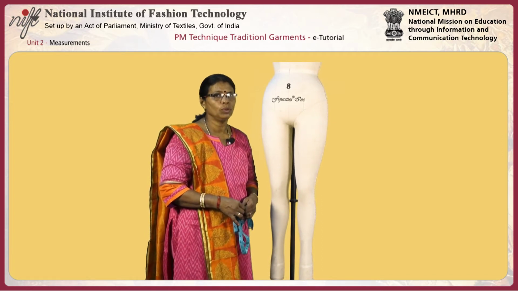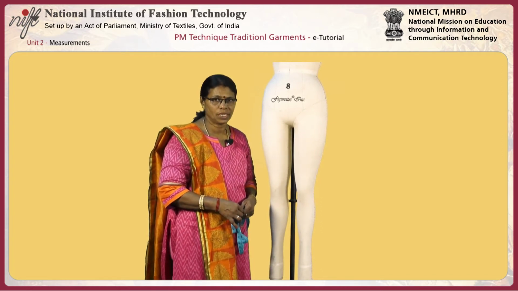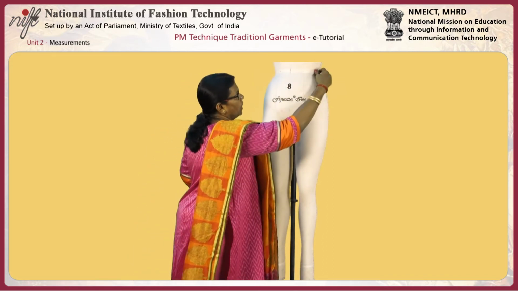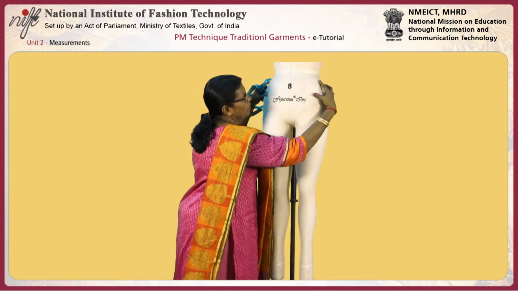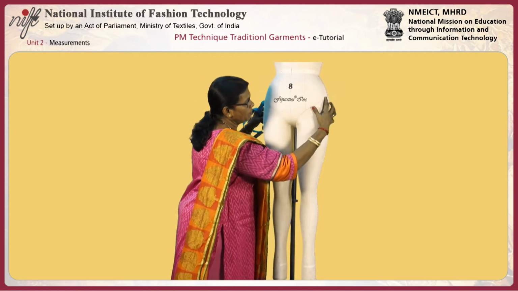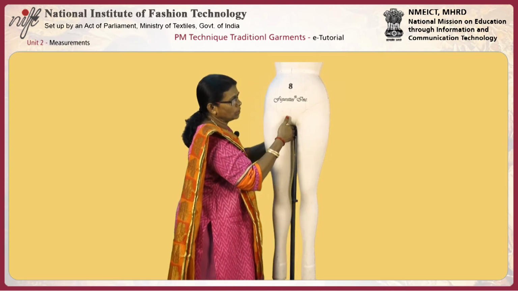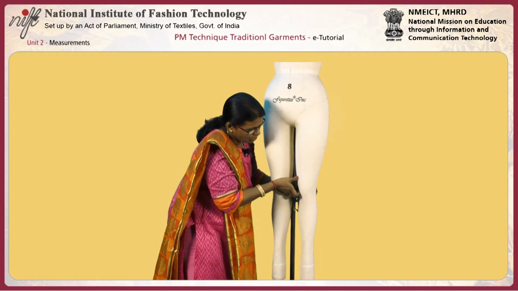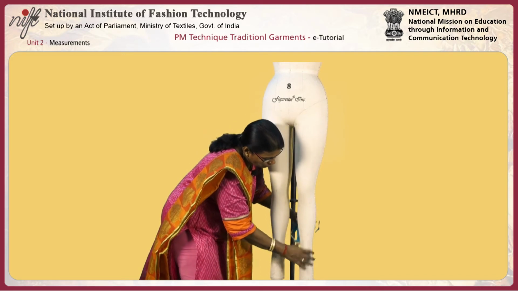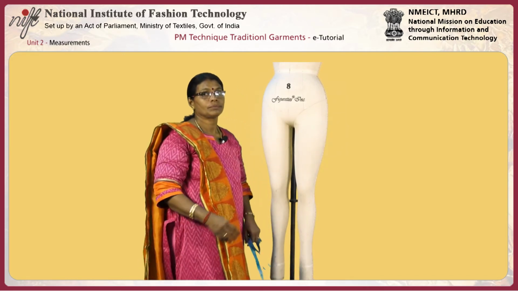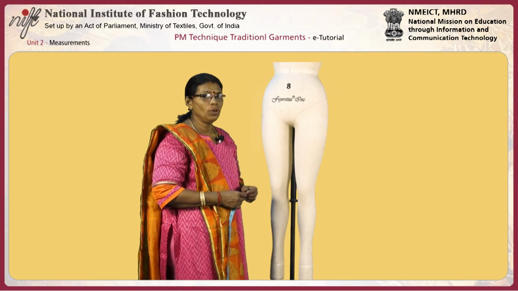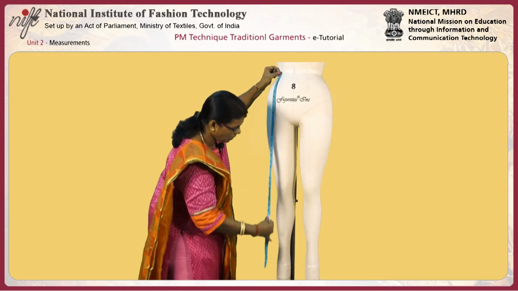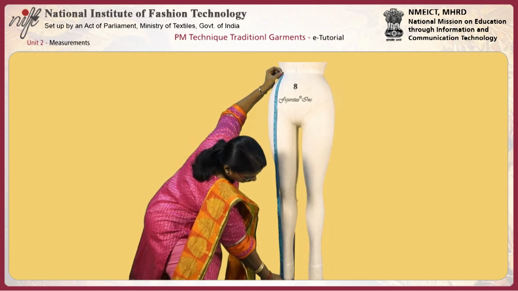Now we move on to lower body measurements and reference areas. The reference areas are waist, abdomen, hip, crotch, thigh, knee, calf and ankle. The full length starts from waistline to the ankle line.